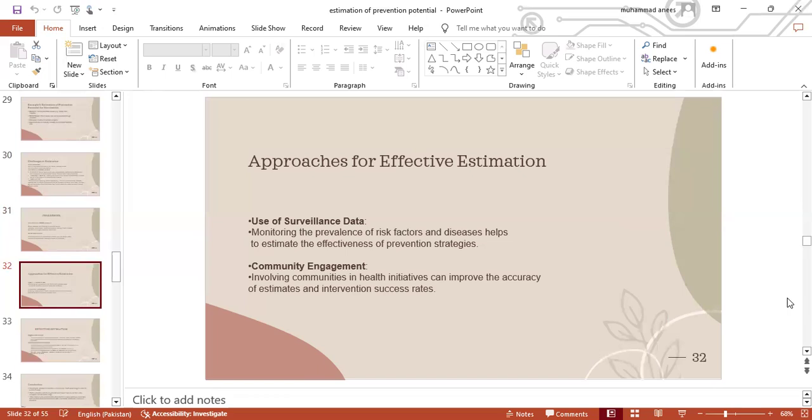What are the approaches for effective estimation? It is the use of surveillance data, like monitoring the prevalence of risk factors and diseases, which helps to estimate the effectiveness of prevention strategies, and community engagement. Involving communities in health initiatives can improve the accuracy of estimates and intervention success rates.